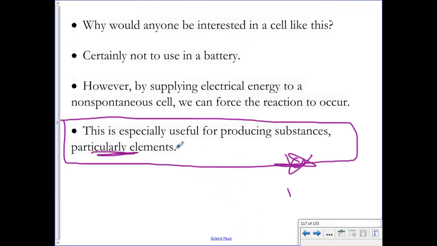Anyways, producing elements is probably the more important thing. We can cause non-spontaneous reactions to happen, which would plate the outside of certain objects. So if you ever hear of gold plating something or chromium plating something, that's what we can do with this: we add electricity and force all of the electrons to cause a reaction to happen.